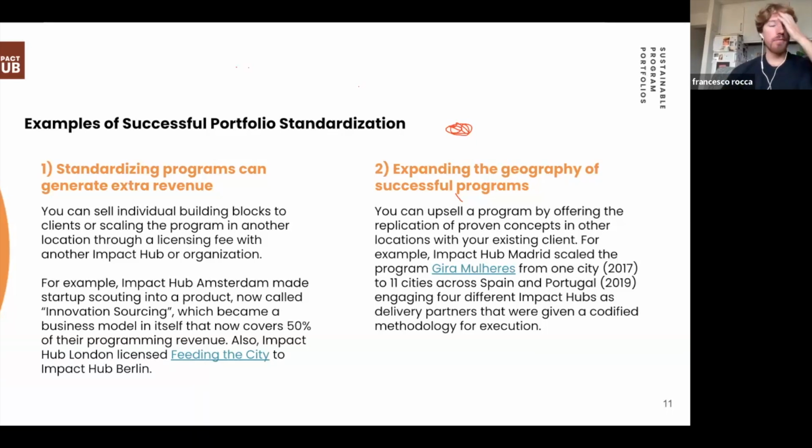The second example that I think is very interesting is that once you start standardizing and really writing down how you could replicate the project, you can then copy and scale it into different regions. Here I brought our personal example. Madrid partnered with Coca-Cola in 2017 on a female entrepreneurship project. Then the client was interested in scaling to Portugal as well. We're quite close, Spain and Portugal, and we were able to sell the project to the same client in another geographical region.